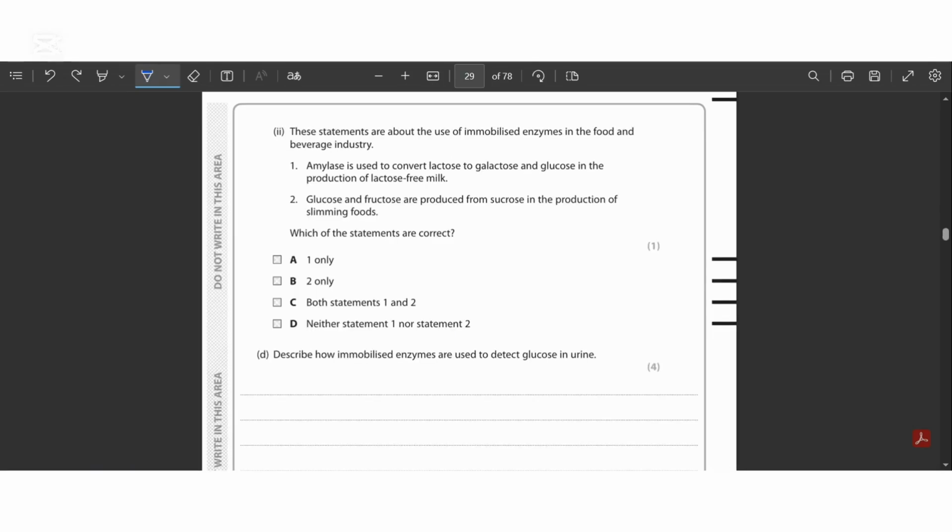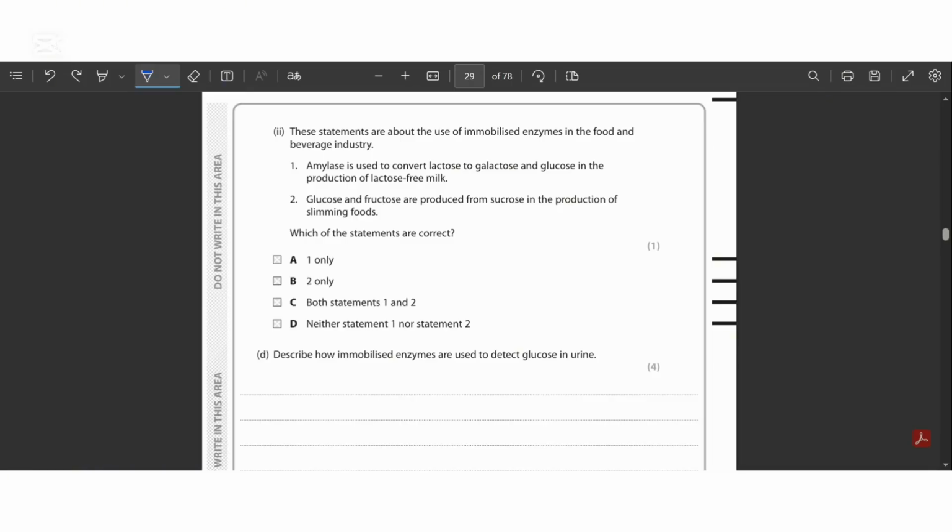Part 2 here states the statements about the use of immobilized enzymes in the food and beverage industry. Number one, amylase is used to convert lactose to galactose and glucose in the production of lactose-free milk. Number two, glucose and fructose are produced from sucrose in the production of slimming foods. Which of these statements are correct? Option A is 1 only, option B is 2 only, option C is both statements 1 and 2, and option D is neither of the statements.